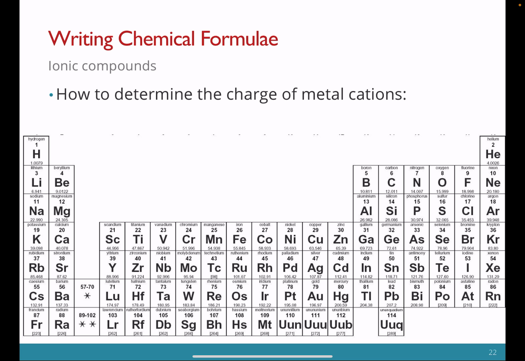So how do we determine the charge of metal cations? First, we need to know when is something a metal and when is something a non-metal. So recall that you can draw this ladder from this corner down, and you can separate it into the metals and the non-metals.